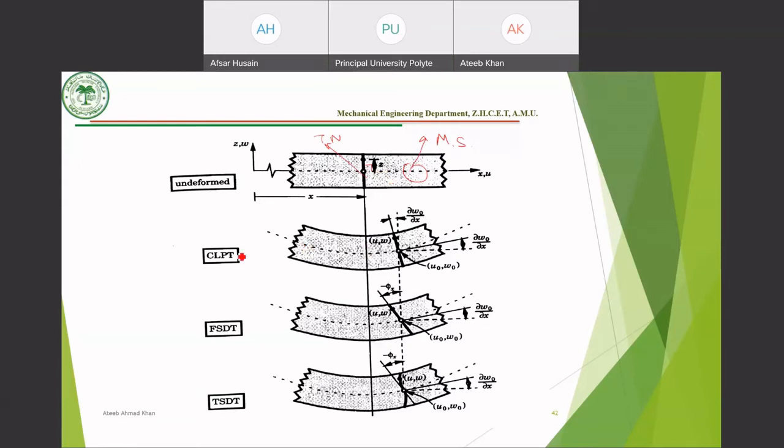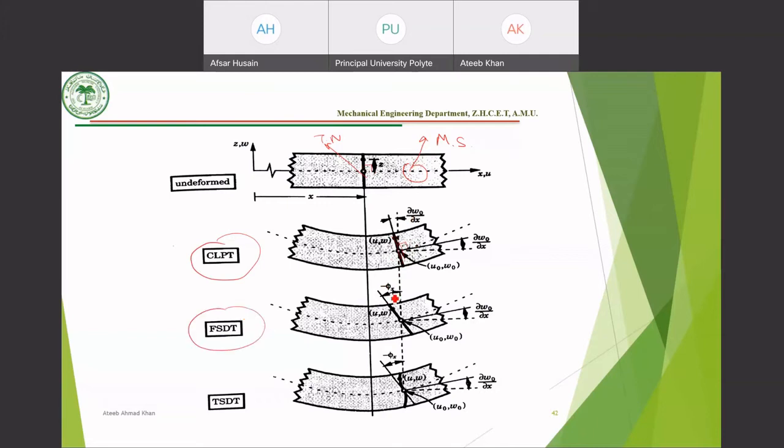This deformation is based on the CLPT, the classical laminated plate theory, where the transverse normal is even perpendicular after the deformation as it was before deformation. The transverse normal does not experience any elongation, and it is straight before and after bending.